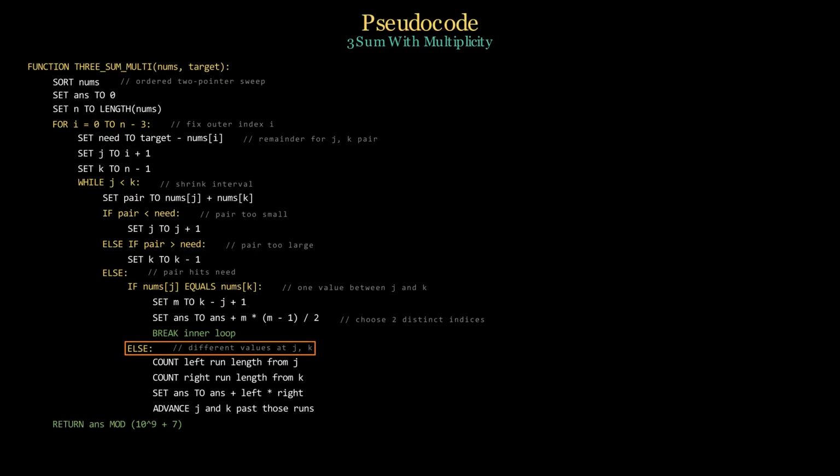Else the two ends show different values. Count the left run length from j. Count the right run length from k. Add left times right to the answer. Advance j and k past both runs. Return the answer modulo 10 to the 9 plus 7.